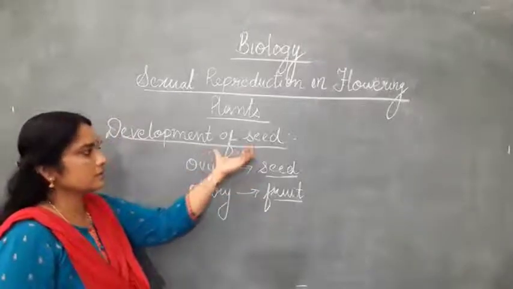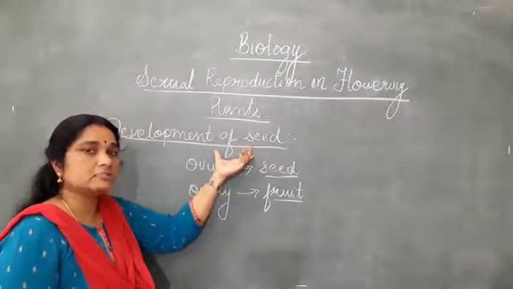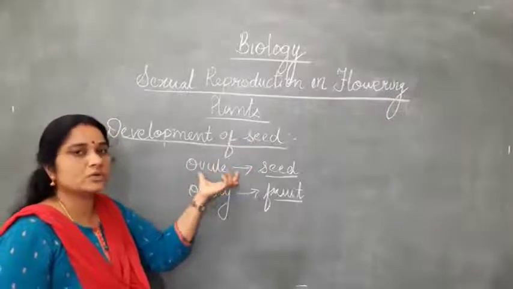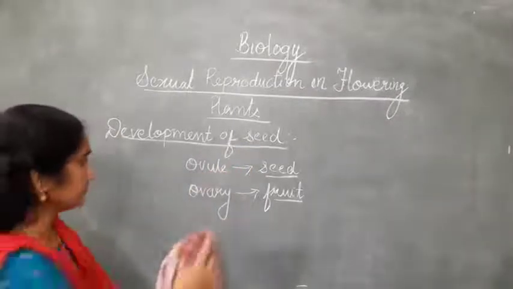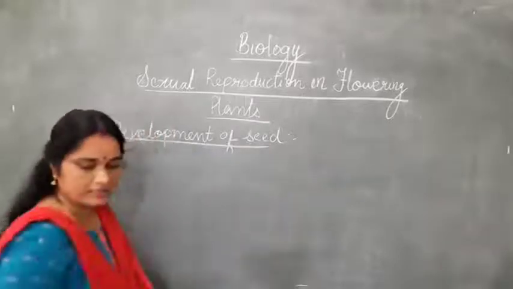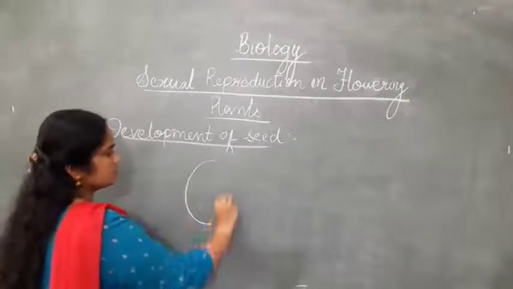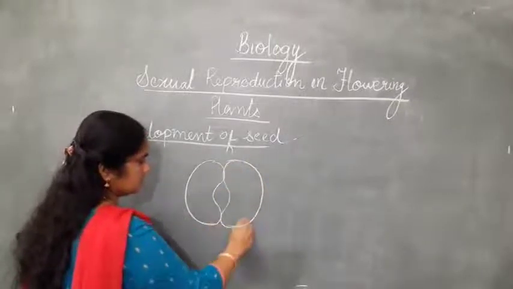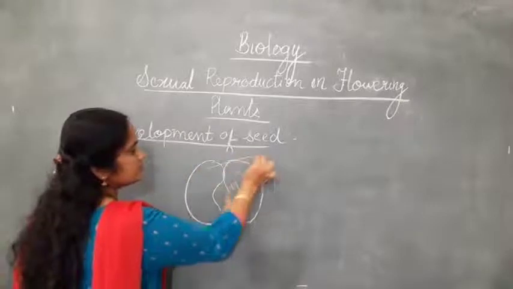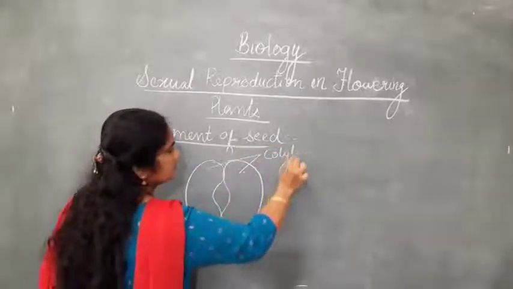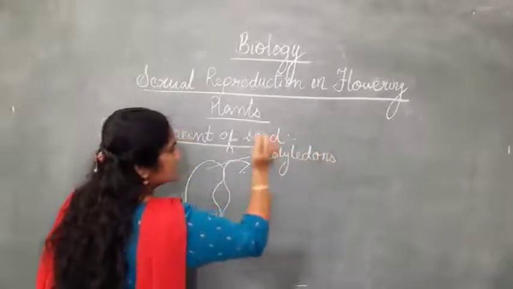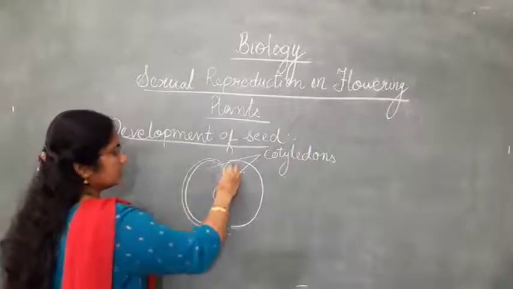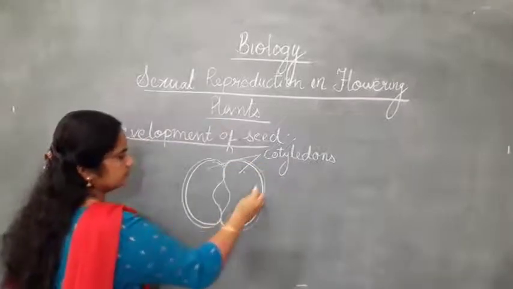How the different parts of the dicot seed and monocot seed look, we have also studied in the last class. Now let's see what the different parts of a seed are. If this is the bean seed, these two fleshy parts are nothing but cotyledons, and there is an outer covering on the seed. This forms the seed coat.